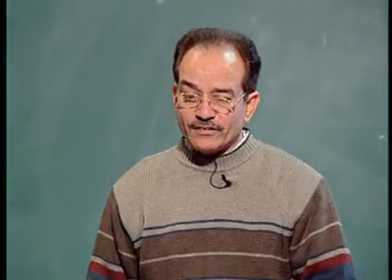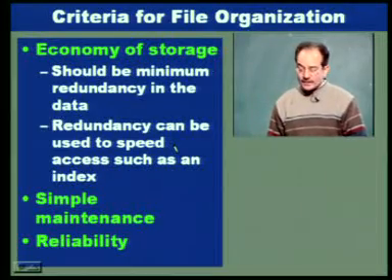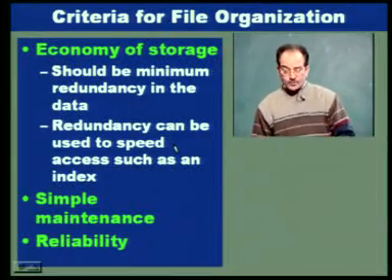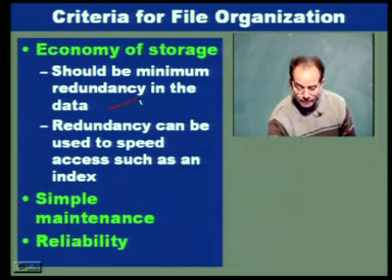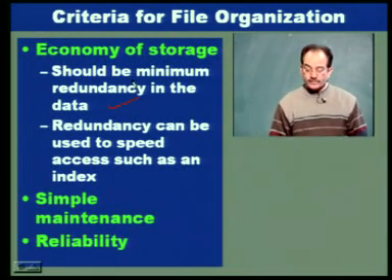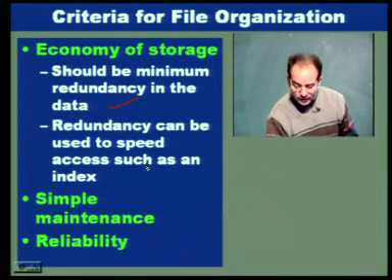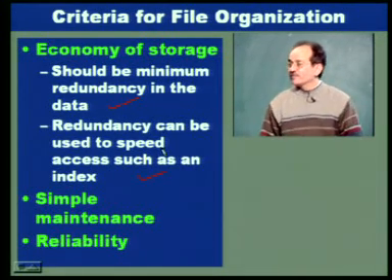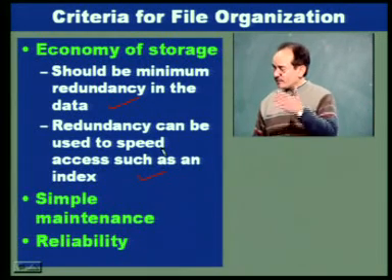Now, what we have to have is economy of storage, that is the maximum thing which we have to have. We should be having the minimum redundancy in the data, that is the first thing. Or your redundancy can be used for speed of access, such as the index, because my index can have the same values there, same names, then we have got a chaining there.